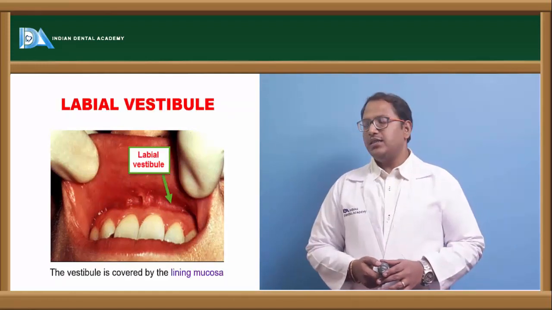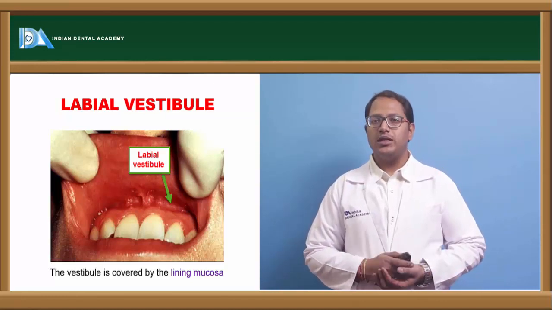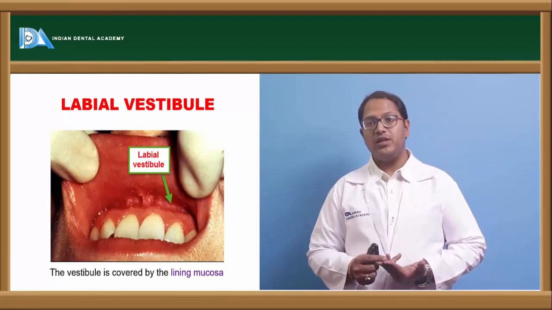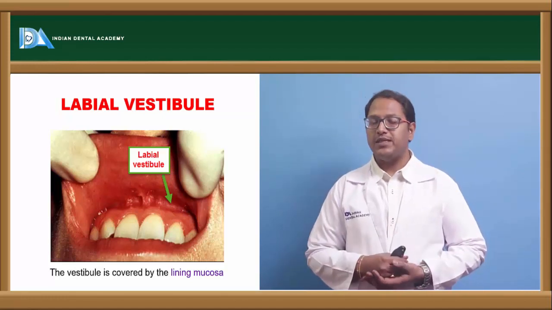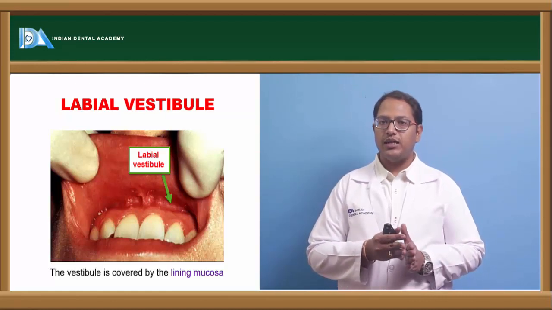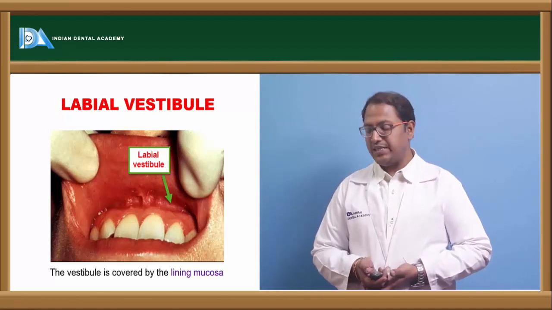The next is the labial vestibule. The labial vestibule is that portion of the oral cavity which is bounded on one side by the teeth and gingiva, and on the other side by the lips and cheeks. Where does it start from? It is the area from the buccal frenum to the labial frenum. That is called the labial vestibule.